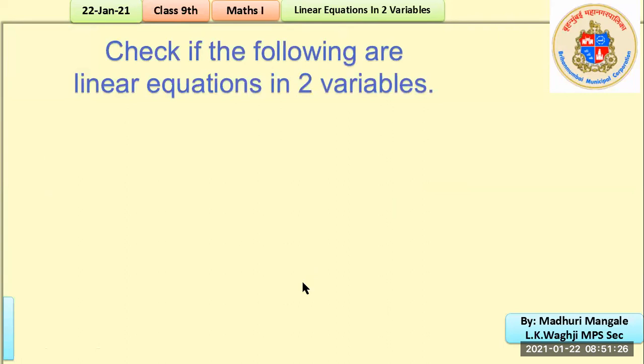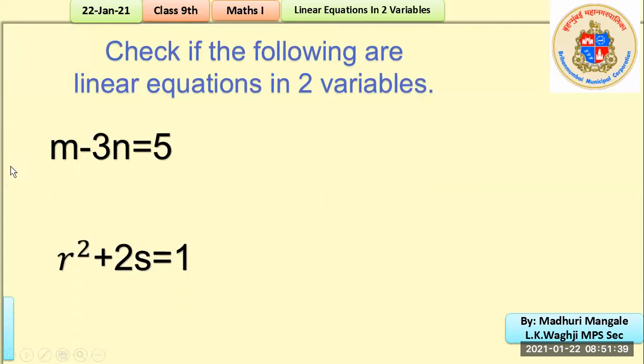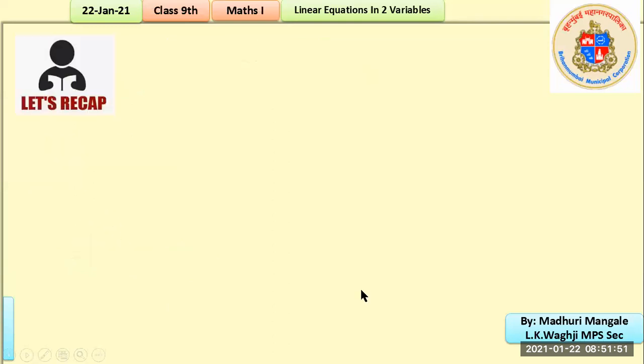So what are the two conditions? The first condition is that there should be only two variables, and the second condition is that the highest degree should be 1. Like in this example, the first one is a linear equation in two variables because the degree is 1 and there are only two variables. But look at the second equation, the highest degree is 2, so this is not a linear equation in two variables.